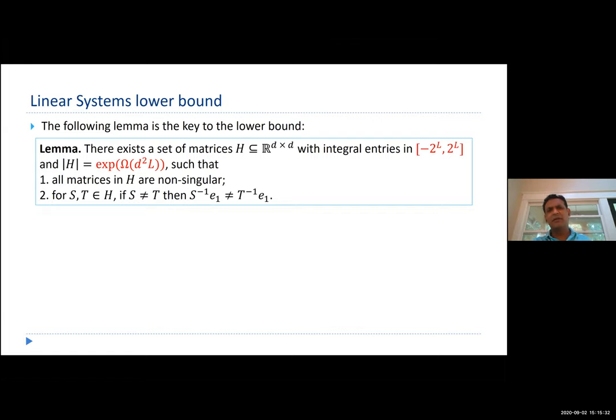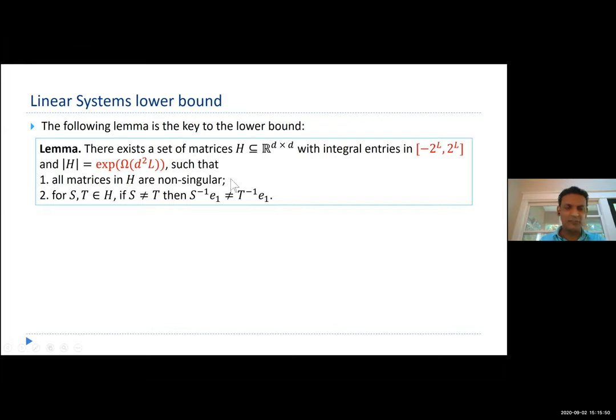And therefore, if the number of these matrices is large, that gives you a lower bound of log of this size on the total communication. And the lemma is like this. There exists a set of matrices of size exponential in d squared l.